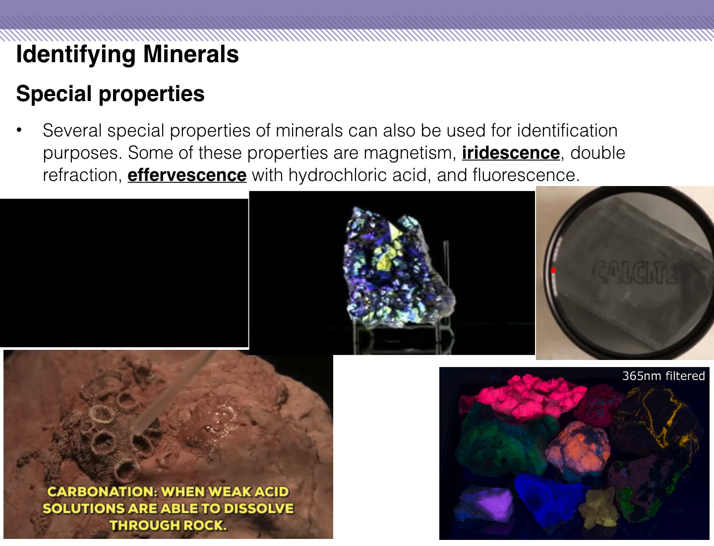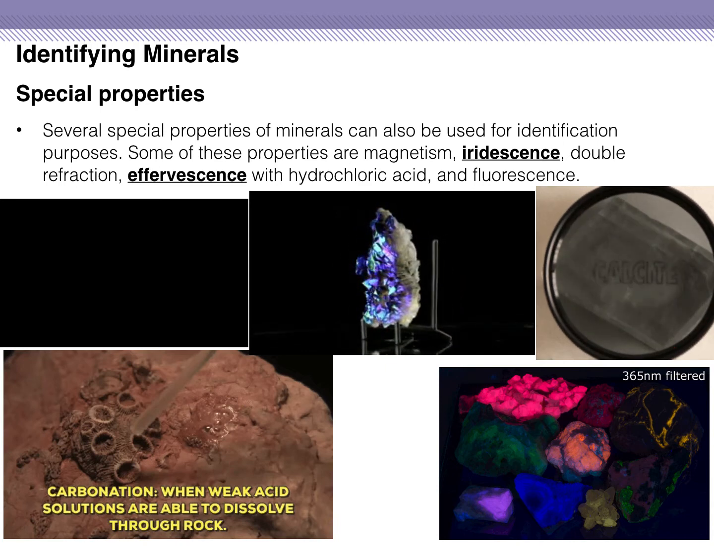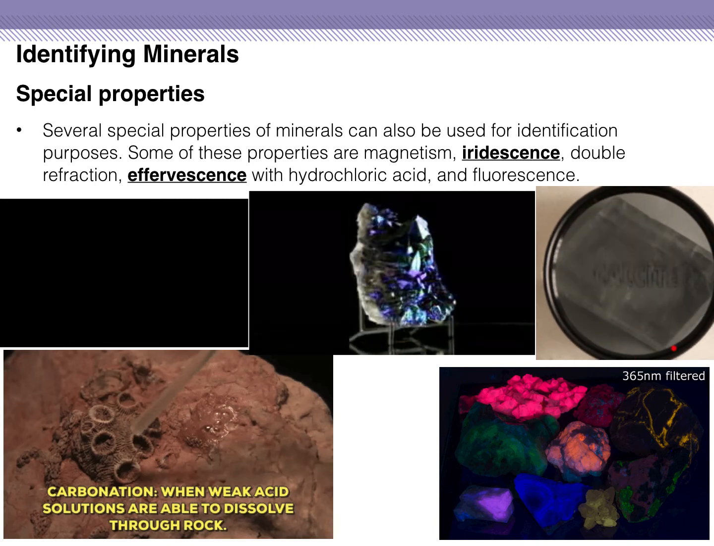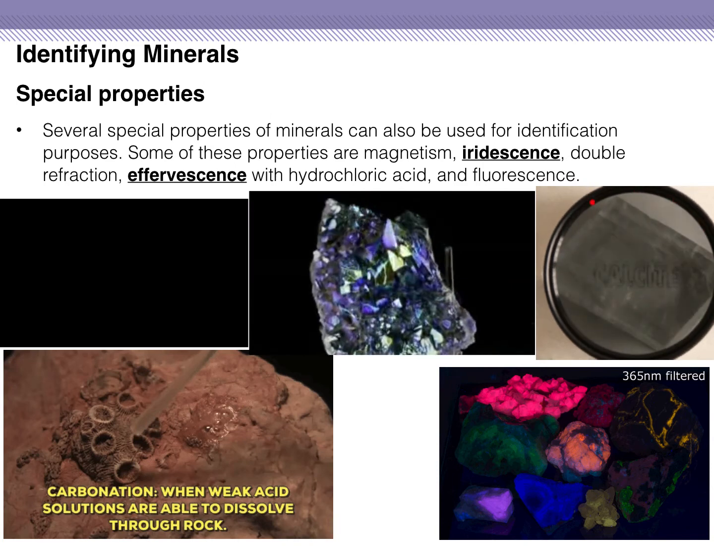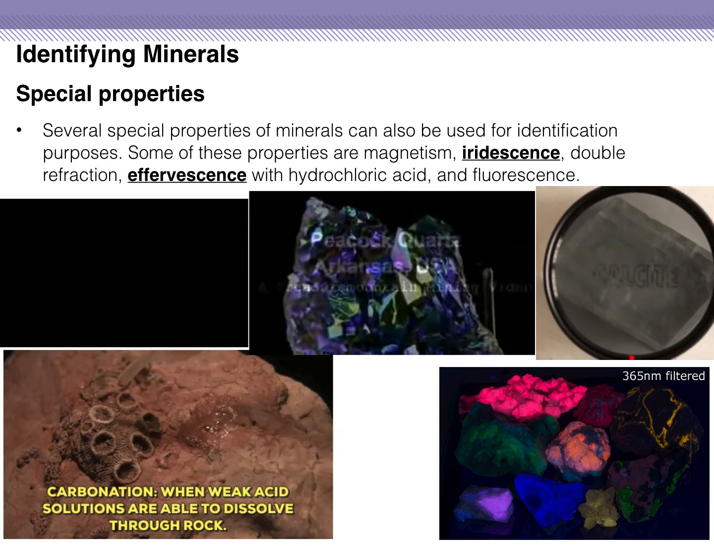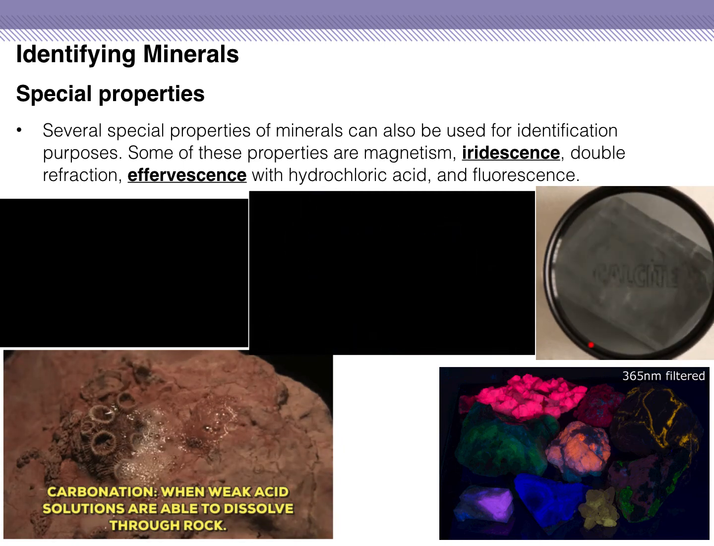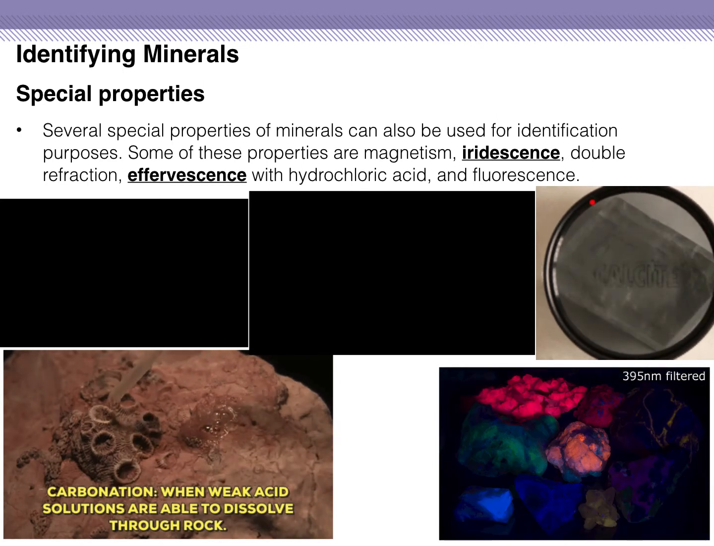Another one is double refraction. Calcite is a type of mineral that will have a double refraction. As you're looking at it, it looks like there's actually two different things of calcite. That's called double refraction. Another one is effervescence. If you take a weak acid and you add it to certain minerals or certain rocks, it will start to bubble and it effervesces. It gives off bubbles because it's got carbonates in it. So that's carbonation. It's carbon dioxide that's being given off. And last but not least is fluorescence. Fluorescence is a neat thing that when you look at certain things under different wavelengths, they give you different colors, and that's called fluorescing.